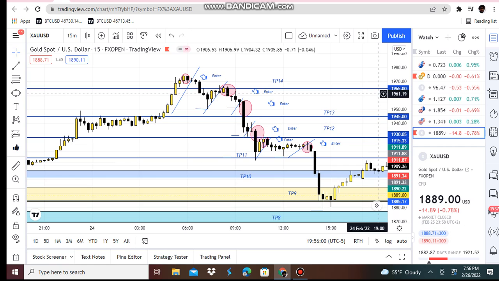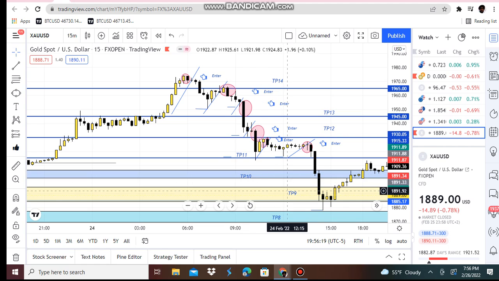So I just wanted to go over some different strategies. Once price breaks this trend line, you can enter and you're in profit, and this is how I trade too. And of course, we already know once price goes from one take profit, it goes to the next take profit level: take profit 12, take profit 11, take profit 10, all the way down to take profit 9, take profit 8. Boom, 1877, and then we're out of the trade.